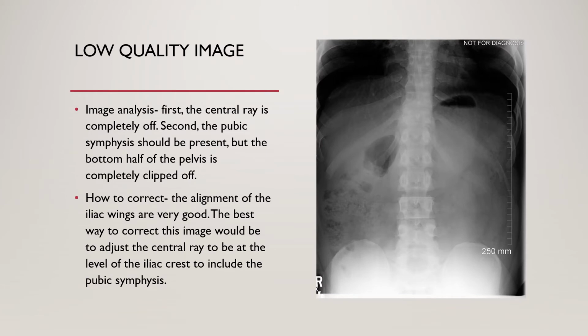First, we're going to critique a low quality image. So we've got this image here. Not everything that should be included is included. The first thing you notice is the central ray is completely off. It looks to be about 3 or 4 inches above what it should have been. Second, the pubic symphysis should be present, but the bottom half of the pelvis is completely clipped off, so the anatomy that should be included is not there.